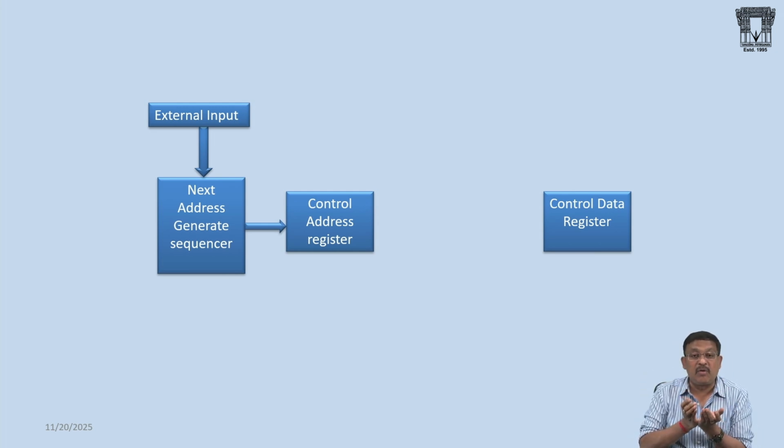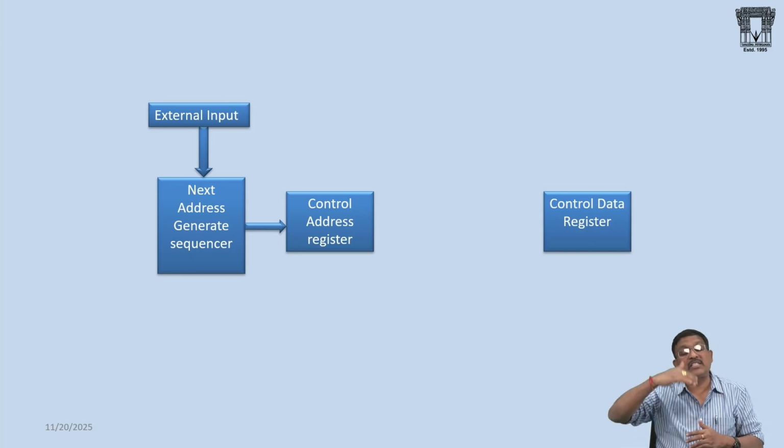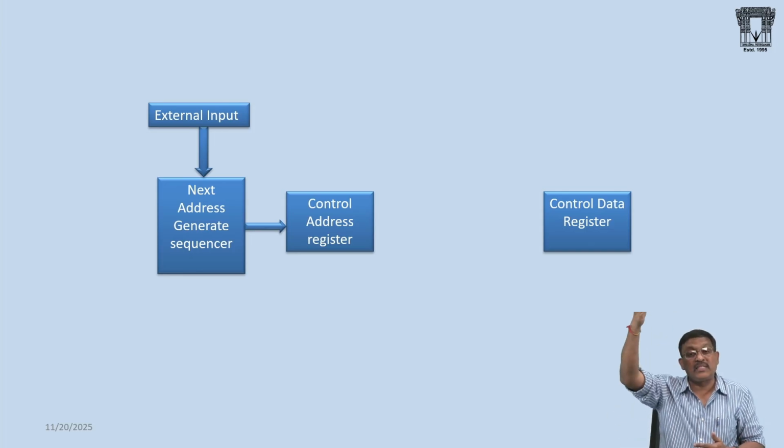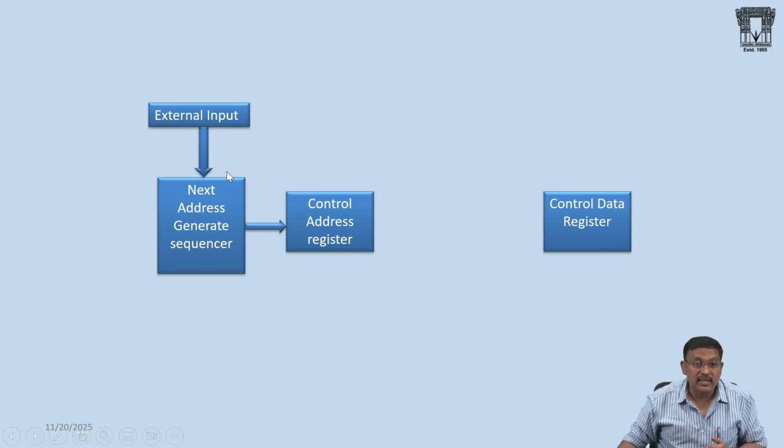I access the control memory and one micro instruction is extracted. What is the next micro instruction? What is the address of the next micro instruction? Who will represent this? This block, the next address generation sequencer, will determine the next address of the instruction, which is loaded into the control address register.